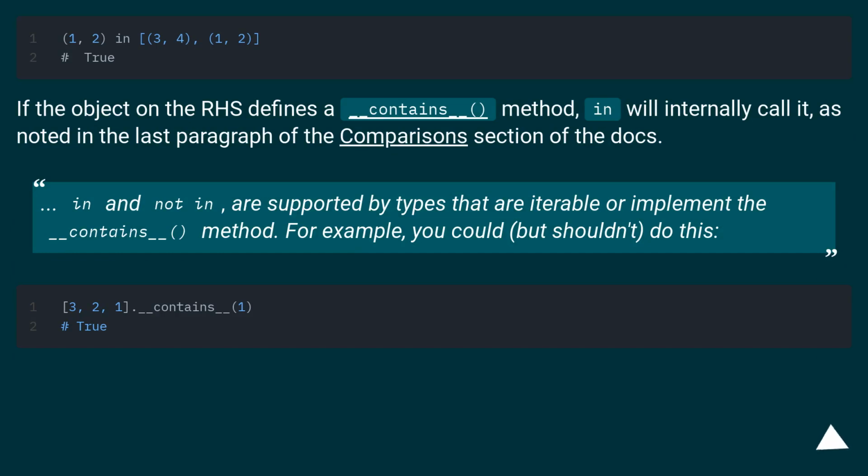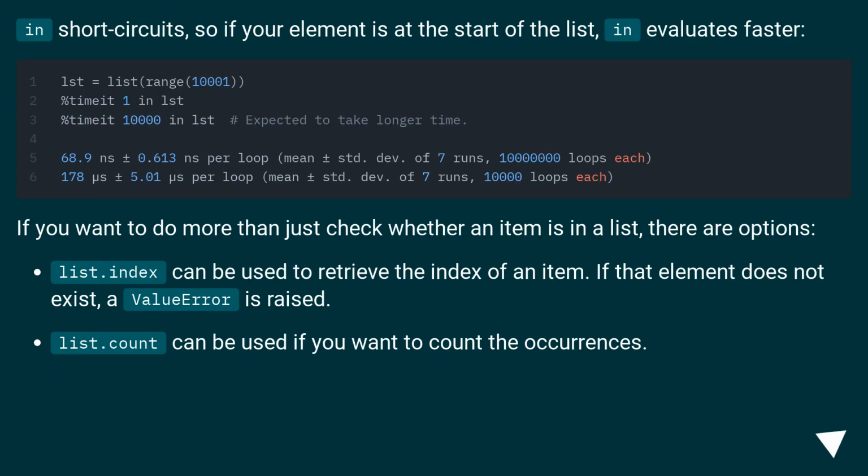If the object on the RHS defines the __contains__ method, in will internally call it, as noted in the last paragraph of the comparisons section of the docs. In and not in are supported by types that are iterable or implement the __contains__ method. For example, you could, but shouldn't, do this. In short circuits, so if your element is at the start of the list, in evaluates faster.